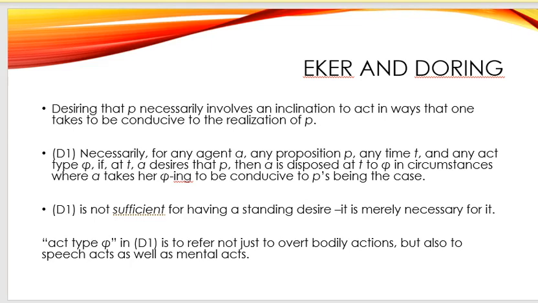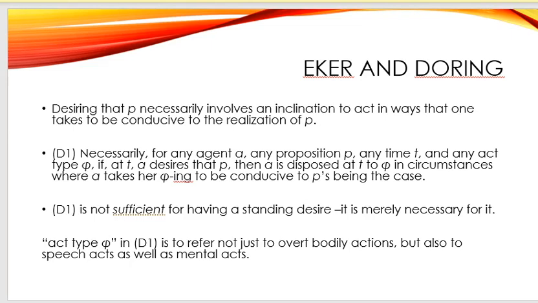So you can see how Eckert and Doring is a model of the motivational theory, even though they explicitly deny it. I think it's pretty clear that they are quite a good example of a motivational theory. They say desiring that P necessarily involves an inclination to act in ways that one takes to be conducive to realization of P. This sounds a lot like Stalnaker and Smith's example, who are like the archetypes or the paradigms of the motivational theory. And Eckert and Doring have a couple, three features that you need to be aware of. They call them D1 through D3. So here's the first one.